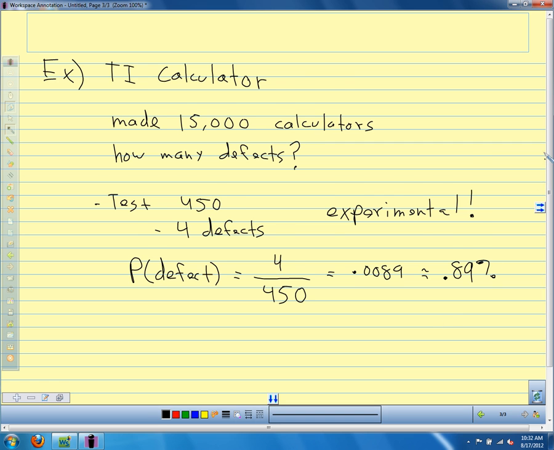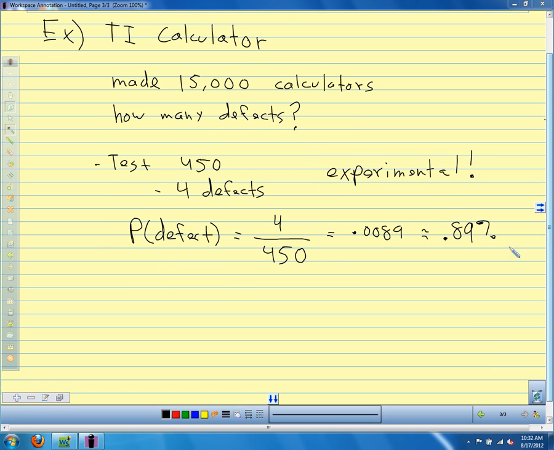So how do we figure out how many of the 15,000 that's going to be? Find 0.89% of 15,000. And from what we have here, how do we do that? Do we divide? Oh, no. Multiply. There we go. So we're going to multiply 15,000 times 0.0089, and that gives me 133.5. Can we have 0.5 of a calculator?